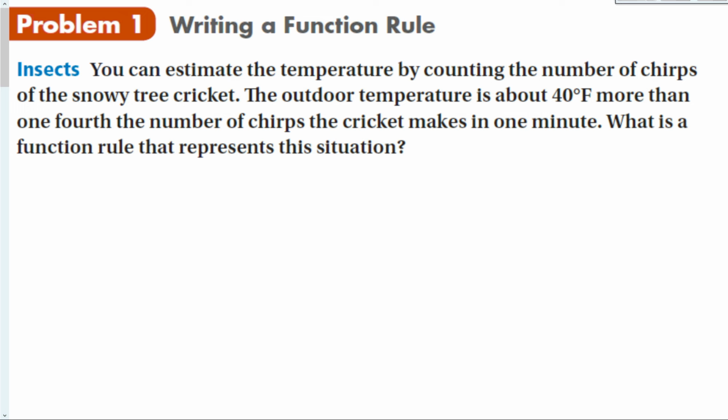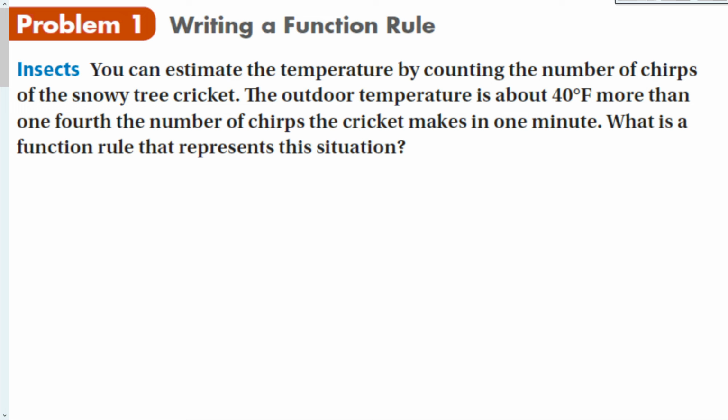So our first problem. We can estimate the temperature by counting the number of chirps of the snowy tree cricket. The outdoor temperature is about 40 degrees Fahrenheit more than 1/4 of the number of chirps the cricket makes in 1 minute. What is a function rule that represents the relationship?